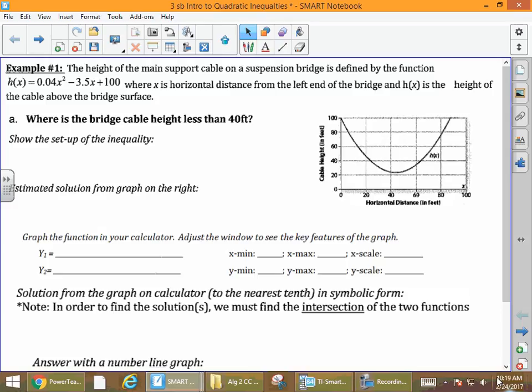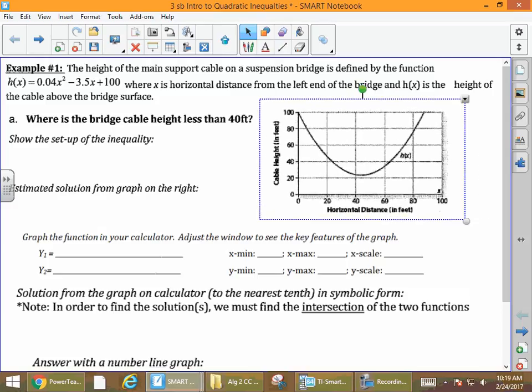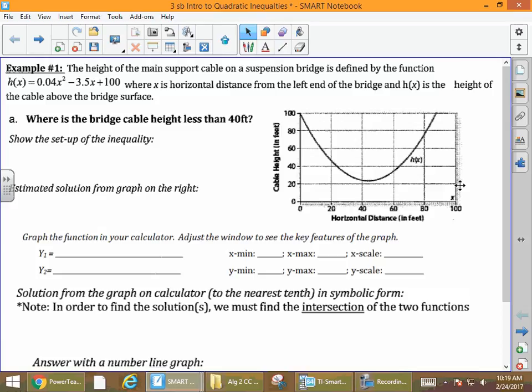Well, if we take a closer look at our picture here, what we can do is mark on our drawing 40 feet. And what we're looking at is less. We want to know where the graph is less than 40 feet. So in other words, where is the graph underneath this blue line. So when we start here, it says show the setup of the inequality.